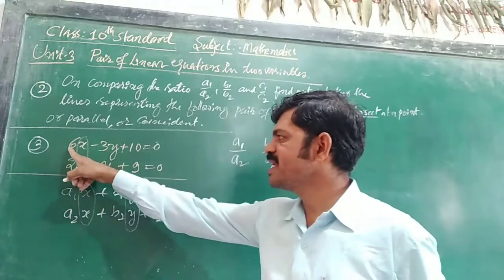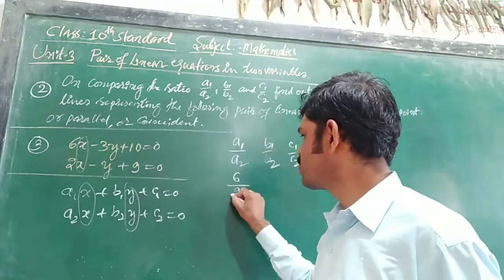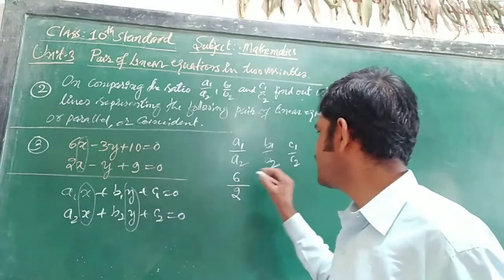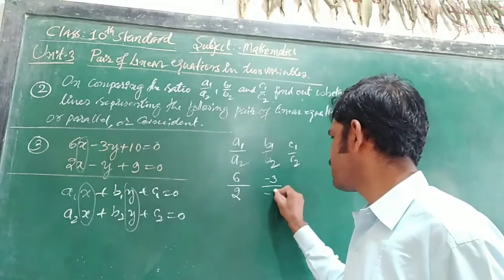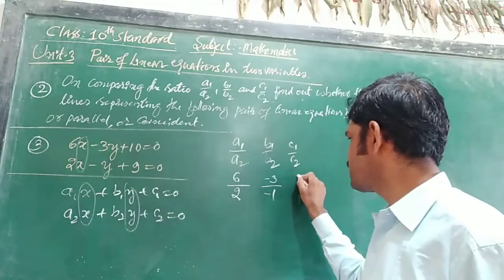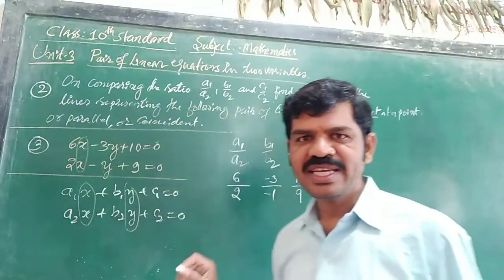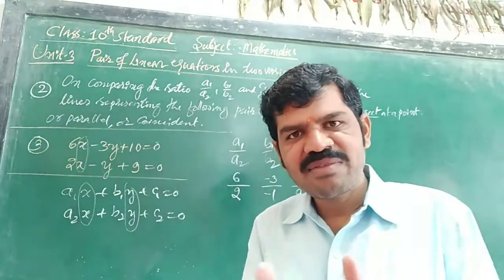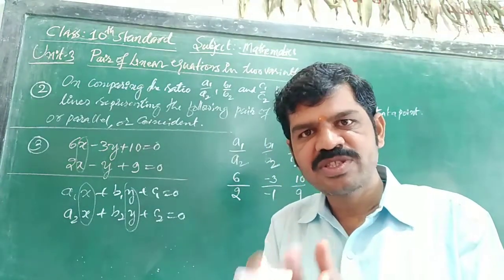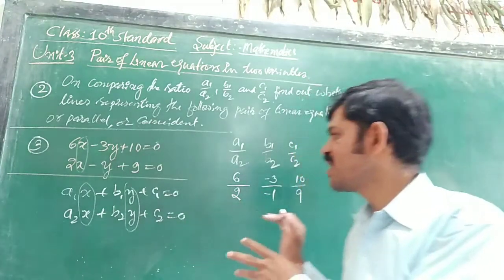So what is a1 here? It is 6. What is a2 here? It is 2. What is b1 here? That is minus 3. What is b2 here? That is minus 1. What is the value of c1? That is 10. What is the value of c2? That is 9. See here, in the last problem I did not write the values of a1, a2, b1, b2, c1, c2 particularly; I took them directly. You could understand this. Fine.